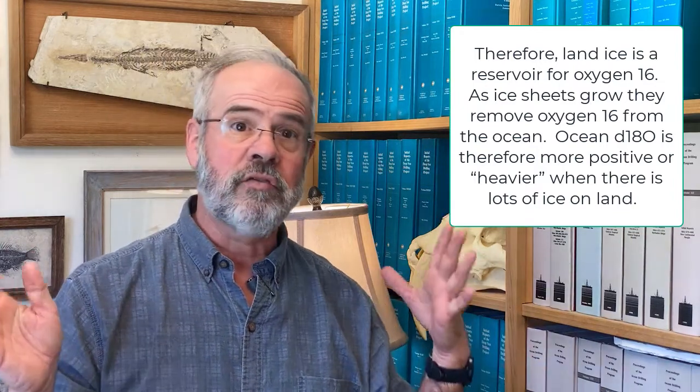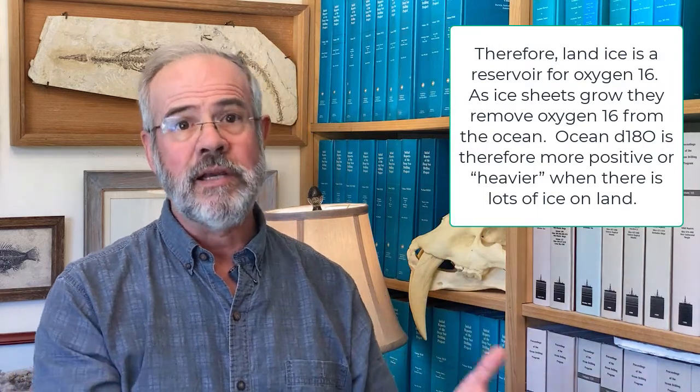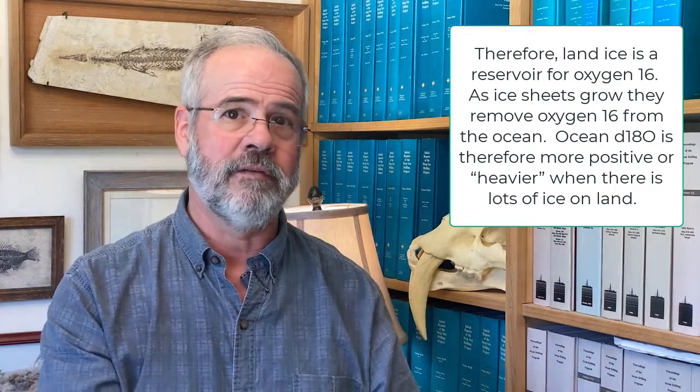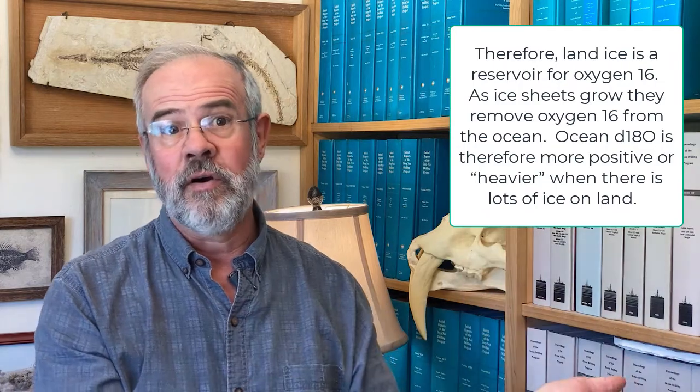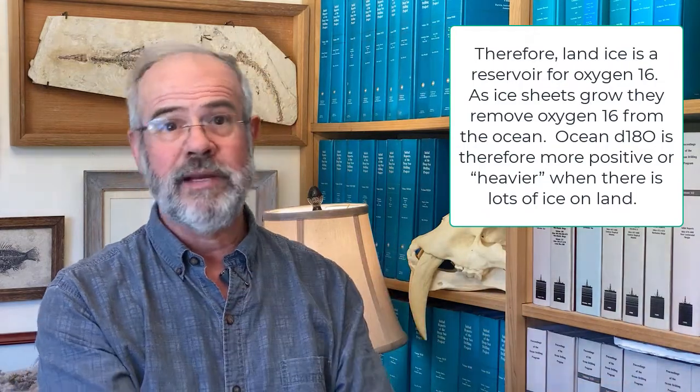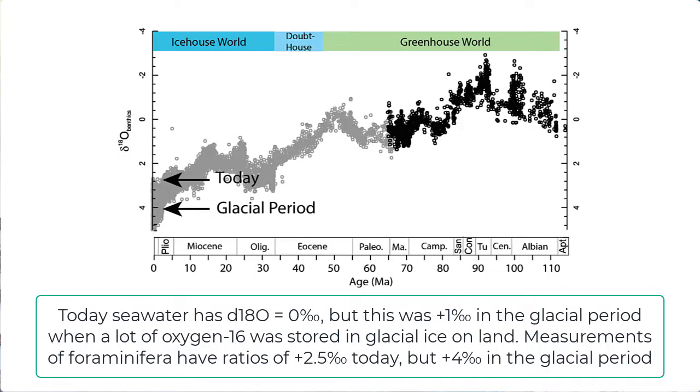As polar ice sheets grow, oxygen 16 is extracted from the ocean, and the δ18O ratio of the remaining ocean water becomes increasingly positive. A neat result is that we can detect how much ice there is on Earth, based on the changes in the δ18O of seawater. Pretty clever. The δ18O of seawater changes from, say, 0 per mil today, where we just have, say, Antarctic ice sheets, to about +1 per mil when there is lots of ice on the northern continents as well.